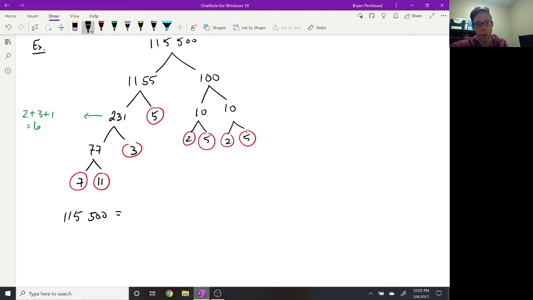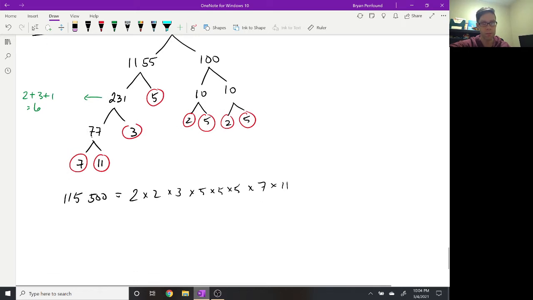I'm going to do it in order. So we have 2 times 2. That takes care of that one and that one. We have 1 copy of 3. We have 3 copies of 5. So boom, boom, boom. A copy of 7 and a copy of 11. So that should take care of all of the prime numbers that we found by creating this factor tree.